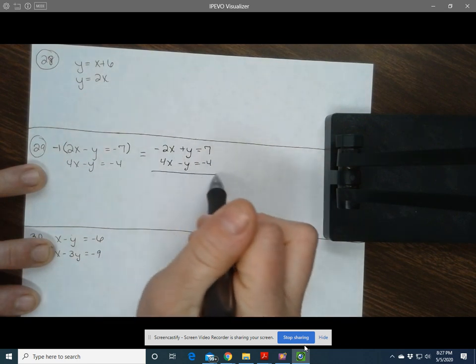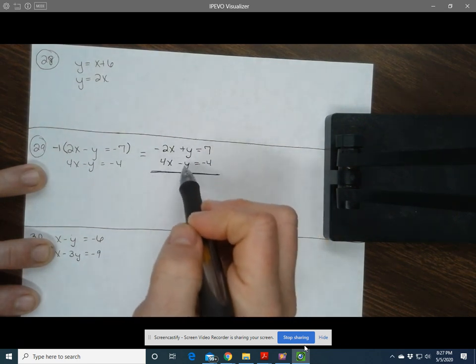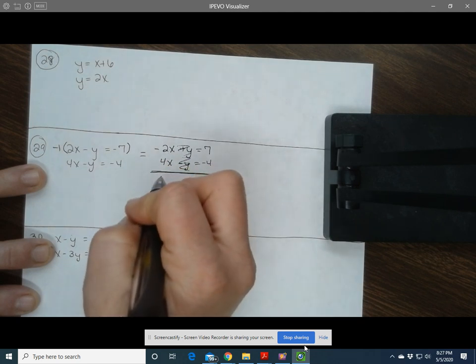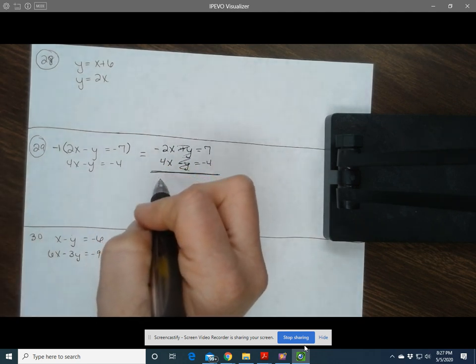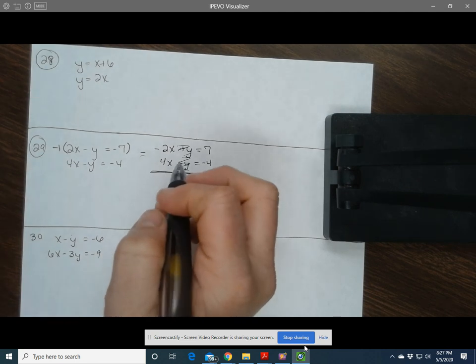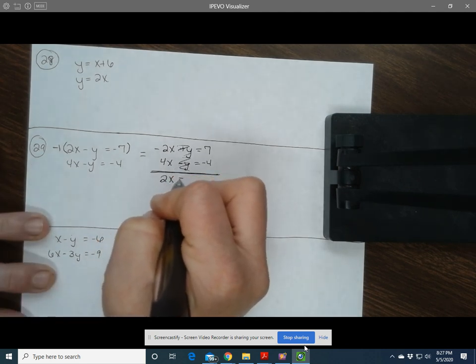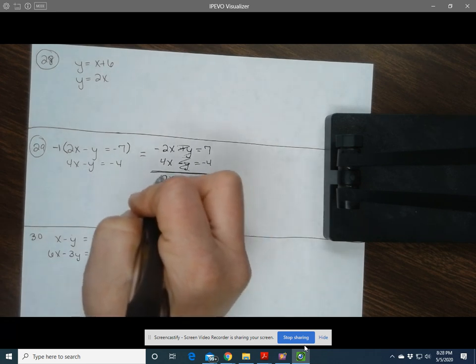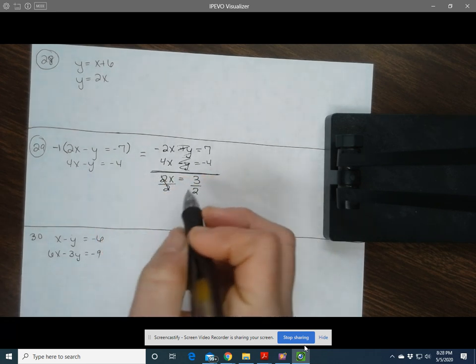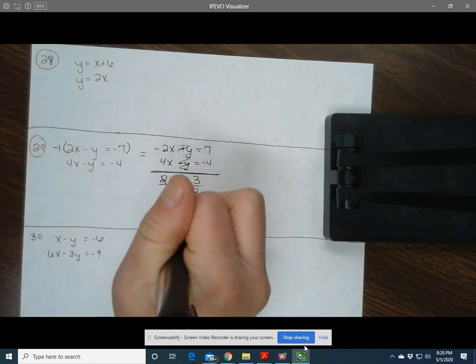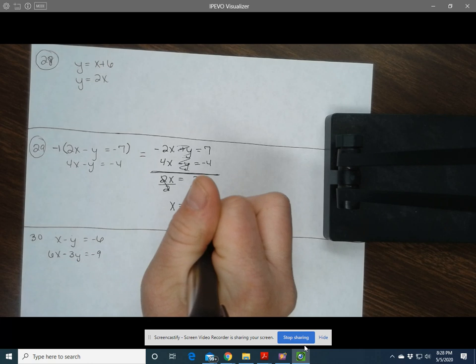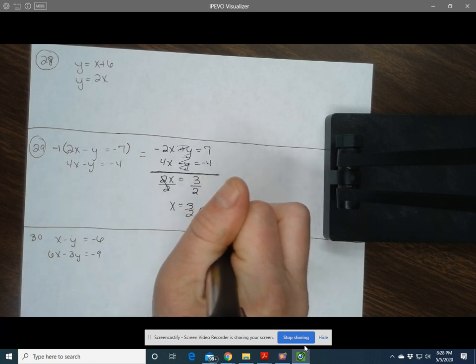Now, you treat these like an addition problem, and again, these will eliminate. So those disappear, and then I'm left with 2x equals 7 minus 4, which is 3. So I divide by 2, I divide by 2, and that means x equals 3 over 2. x equals 3 over 2, but that's also the same thing as 1.5.